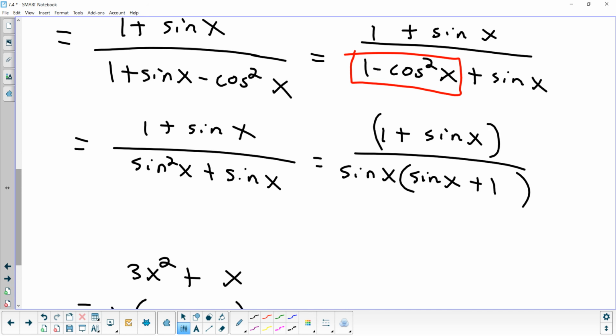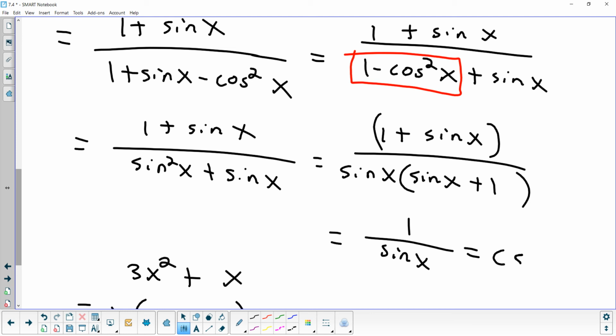Now, what do the top and the bottom both have in common? 1 plus sine. They both have a 1 plus sine. That's like having a 3 divided by 4 times 3. You have two things that are the same, so you can just cancel them out, and all you're left with in the top is a 1. Now we have 1 over sine. And what does 1 over sine turn into?